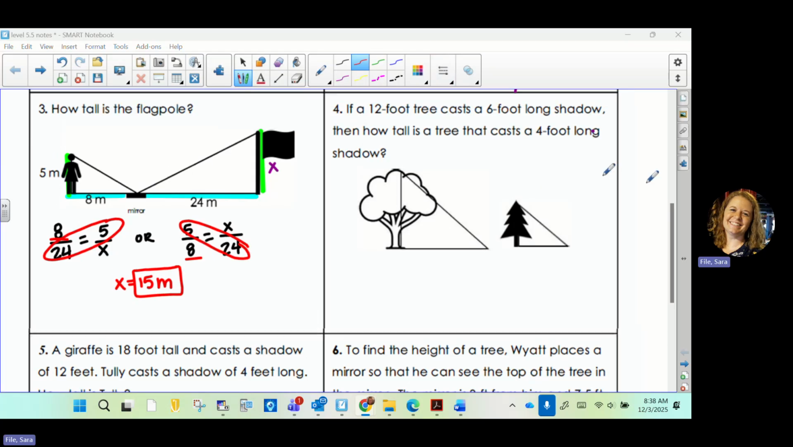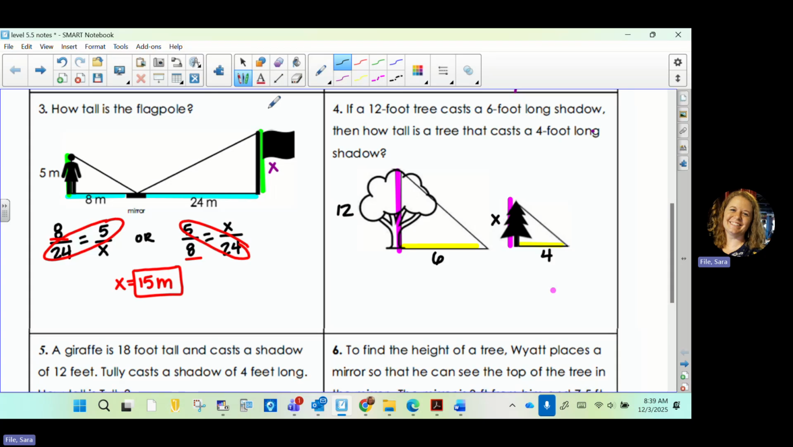All right, so if you want to check number 4, follow along and do it with me, you can. This one says a 12-foot tree casts a 6-foot shadow. How tall is a tree that casts a 4-foot shadow? So again, I would correspond shadow to shadow, height of tree to height of tree.